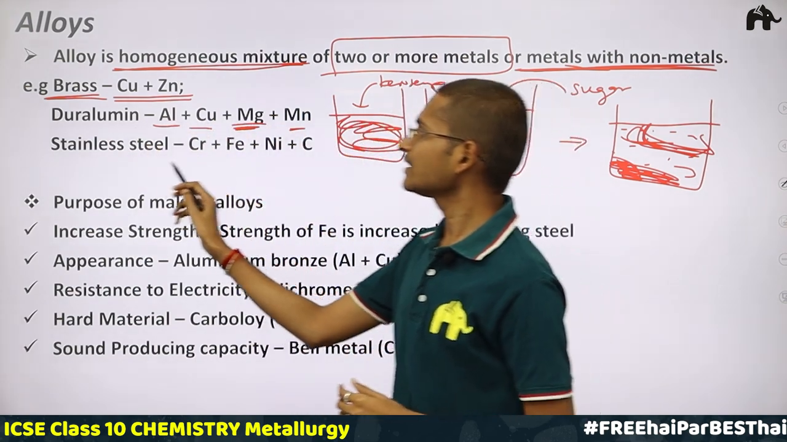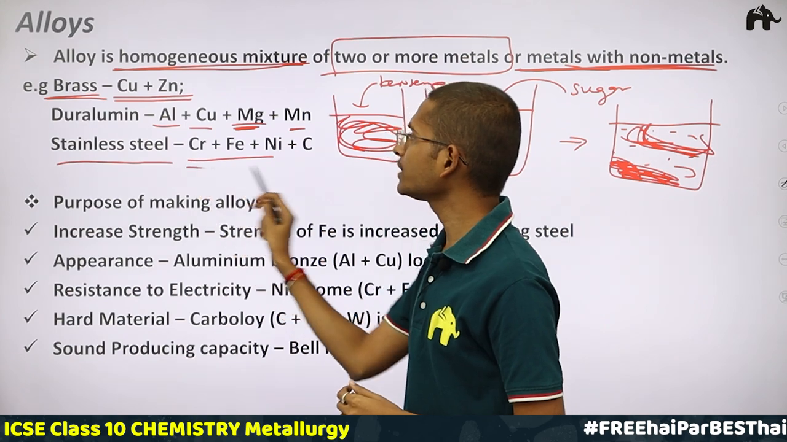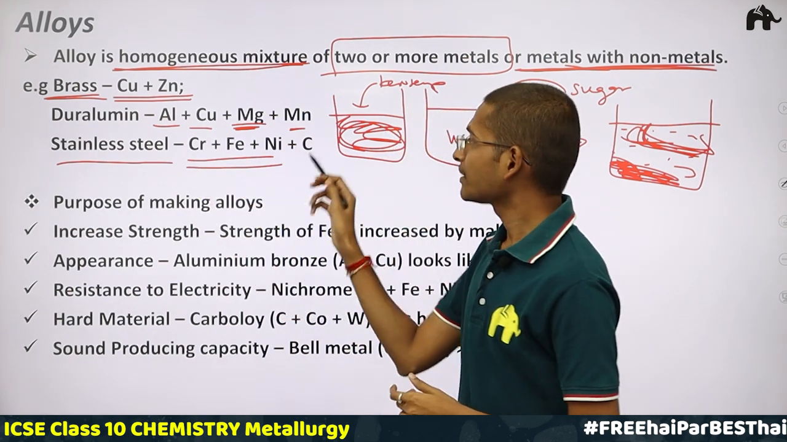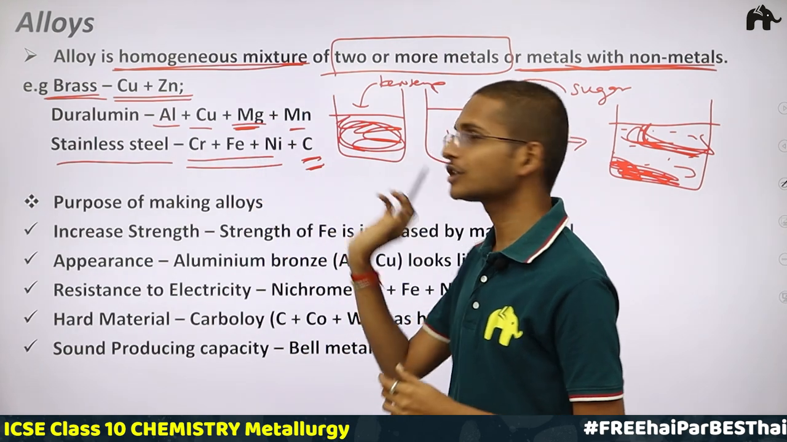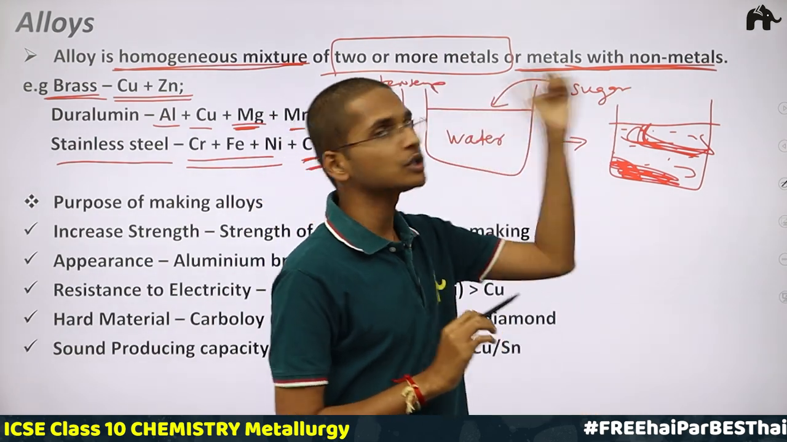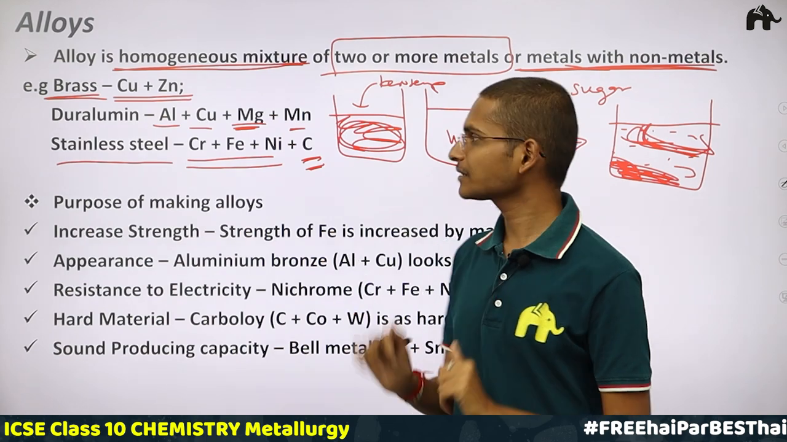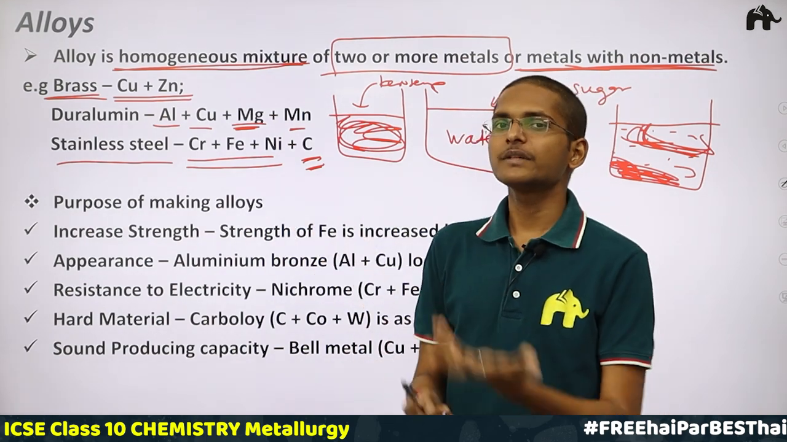And in the same way, now see stainless steel, it has these metals: chromium, iron, nickel. But along with it, we have a non-metal as well. So, homogeneous mixture of metals with non-metals. See, homogeneous mixture of metals with non-metals. Clear with this part? Now, what is the purpose of making alloys then?